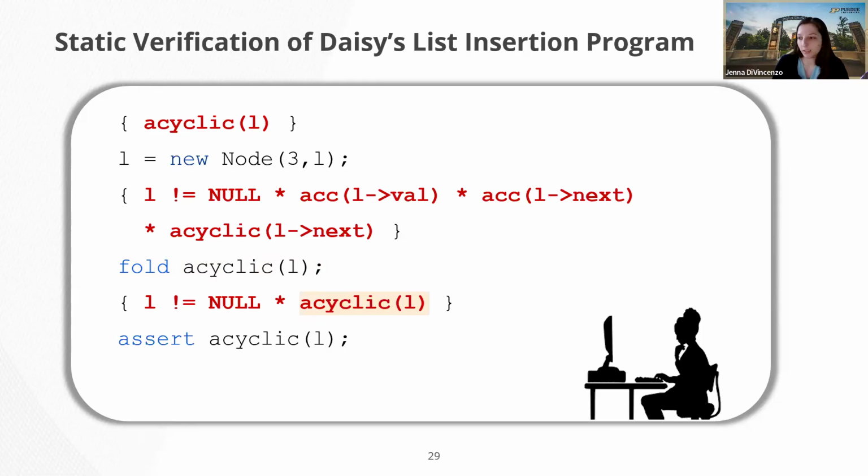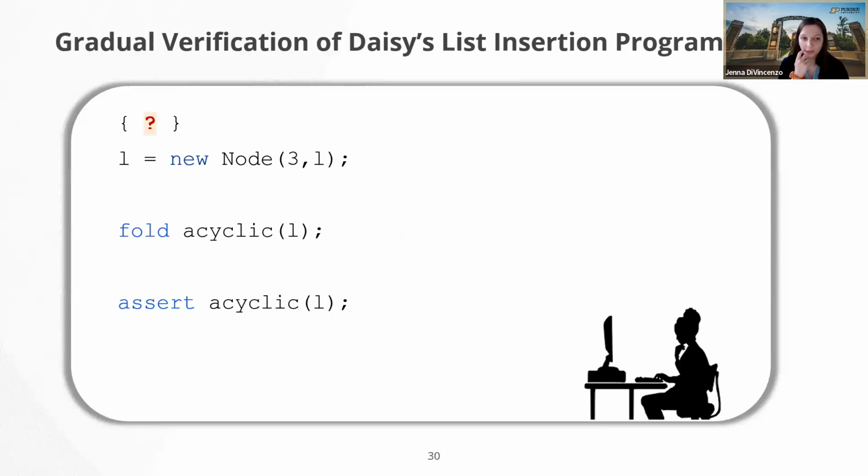Okay, so now that we know how a static verifier proves this program correct with full specifications, we can take a look at what happens in a gradual verifier when these specifications are missing. Okay, so what if Daisy didn't specify that her list was acyclic before insertion, but she left it question mark? She didn't know, she's not ready to write that specification, any number of things. We don't have that information that we had before.